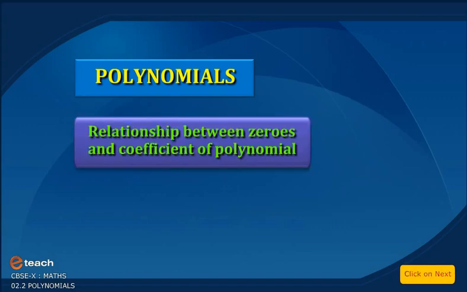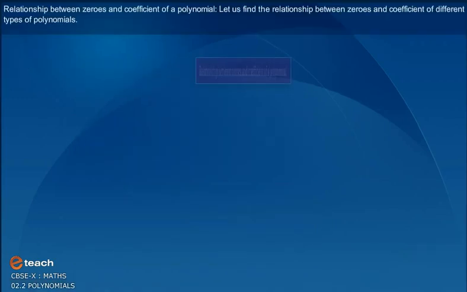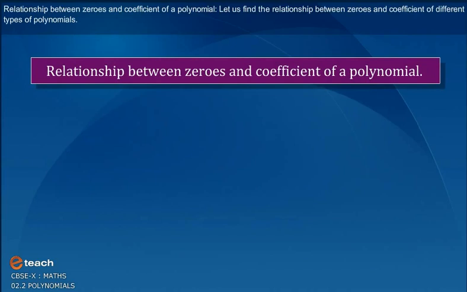Polynomials. Relationship between zeros and coefficient of polynomial. Relationship between zeros and coefficient of polynomial in linear polynomial, in quadratic polynomial and in cubic polynomial. Division algorithm for polynomials. Relationship between zeros and coefficient of a polynomial. Let us find the relationship between zeros and coefficient of different types of polynomials.